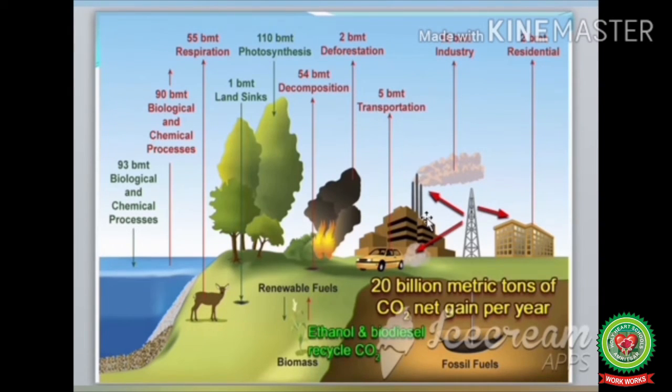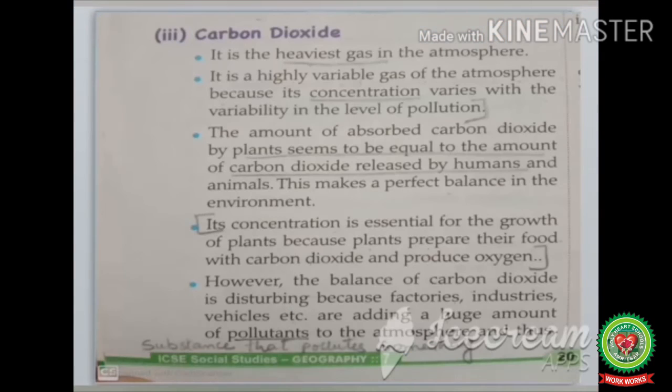There are various reasons like pollution coming from the industries, residential areas, pollution from the vehicles, deforestation, etc. Almost 20 million tons of CO2 net gain per year. So we should do carpooling. We should plant more and more trees. We should not cut the trees. Let's read about carbon dioxide now.